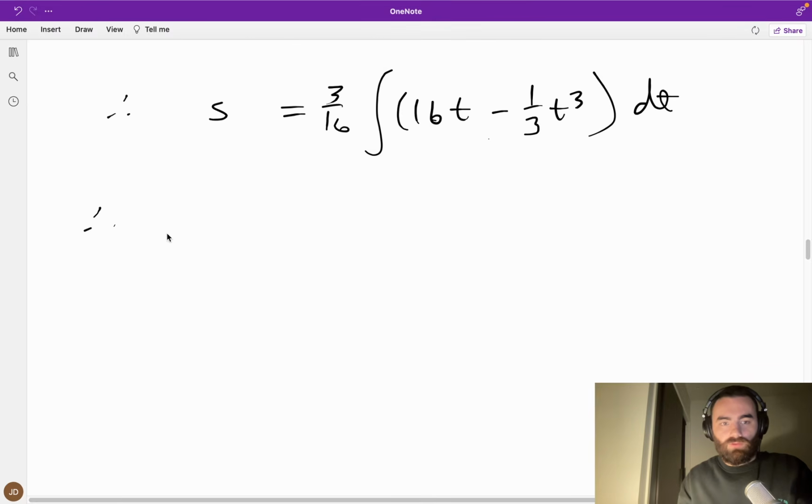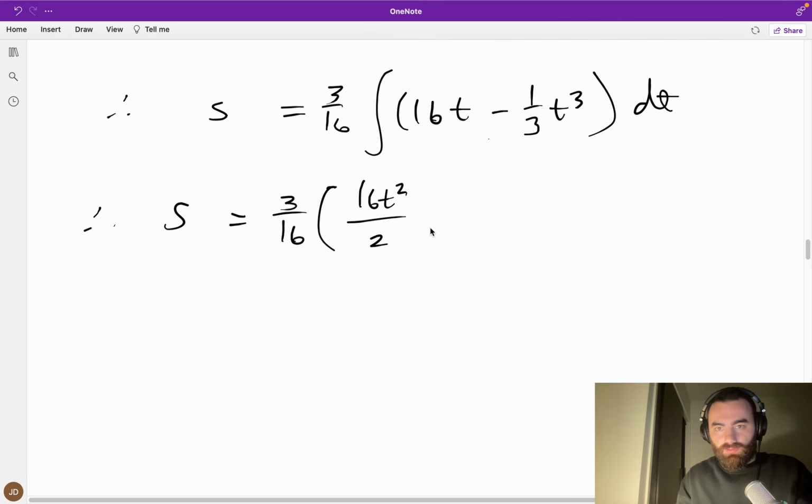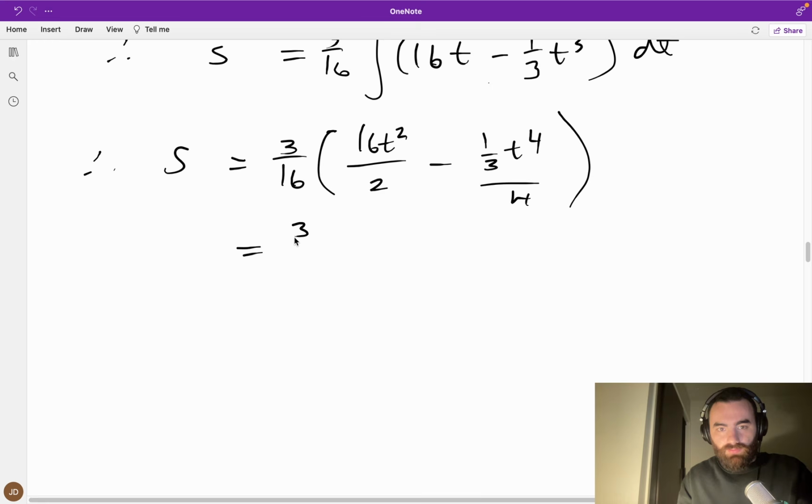Okay, so therefore we get S, which is what we're trying to find, right? Equation for S in terms of t of 3 over 16. The integral of this will be 16 t squared over 2 minus 1/3 t to the 4 over 4, which gives us 3 over 16.